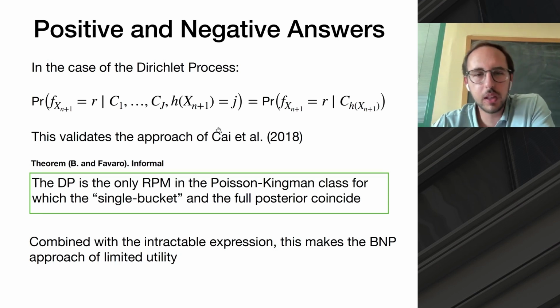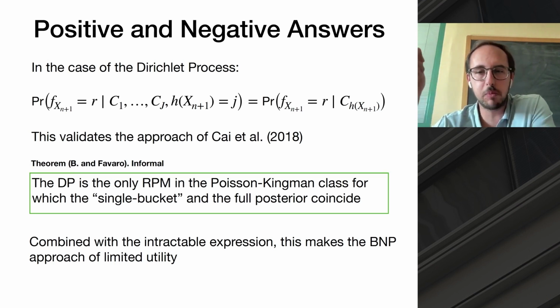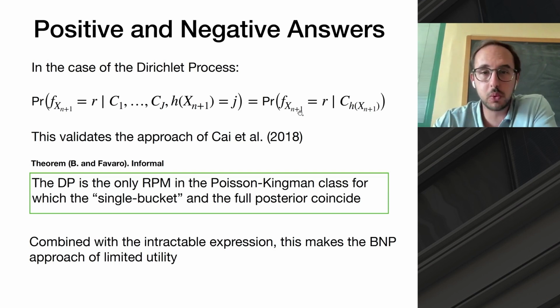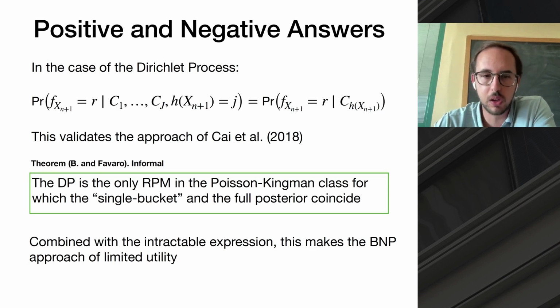But the negative answer is that we can characterize the Dirichlet process as the only random probability measure in the Poisson-Kingman class for which these two expressions coincide. In all other cases, which are maybe more suited to model the dataset, we cannot actually compute in a reasonable time the resulting expression, which makes the Bayesian non-parametric approach, let's say, of limited utility.